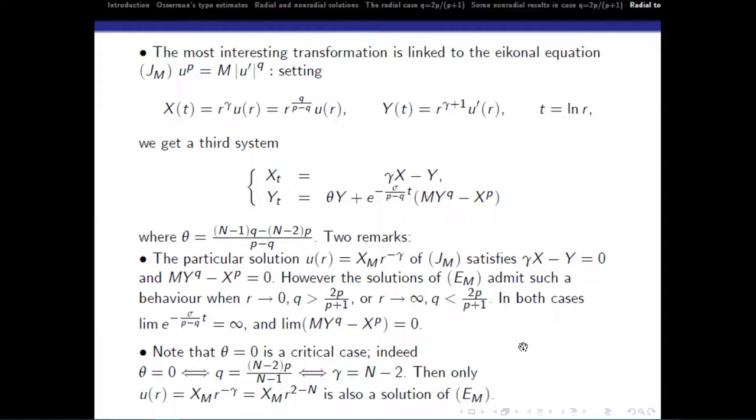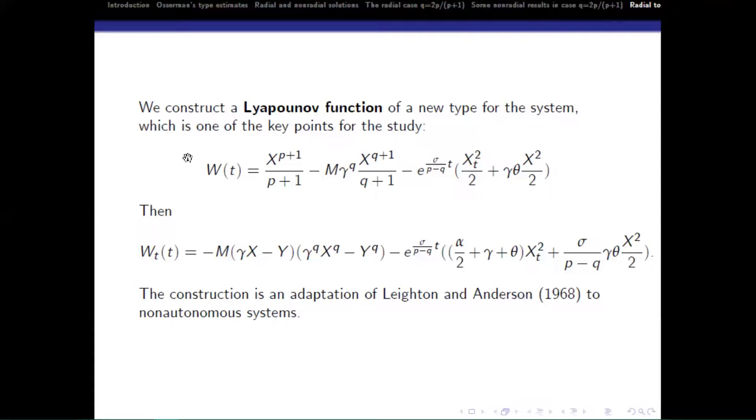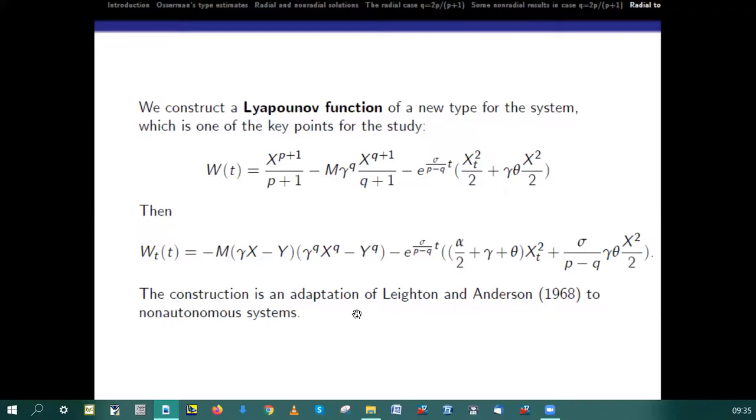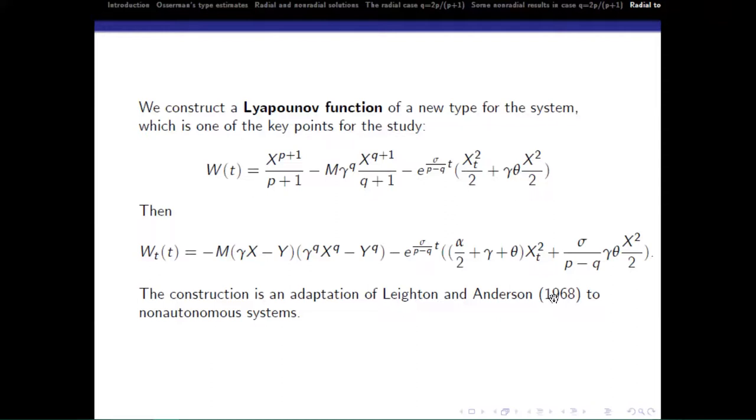For this system, we can construct a Lyapunov function of a new type. It is one of the key points of the study. It begins like a usual energy function, but this term is not at all usual. And there is also an exponential perturbation. When you look at the derivative of this function, it has a beautiful part here, which has a sign, and a perturbation with exponential. The construction of this Lyapunov function is an adaptation of the construction of Leighton and Anderson, which they did for autonomous systems, and I apply it to a non-autonomous one.